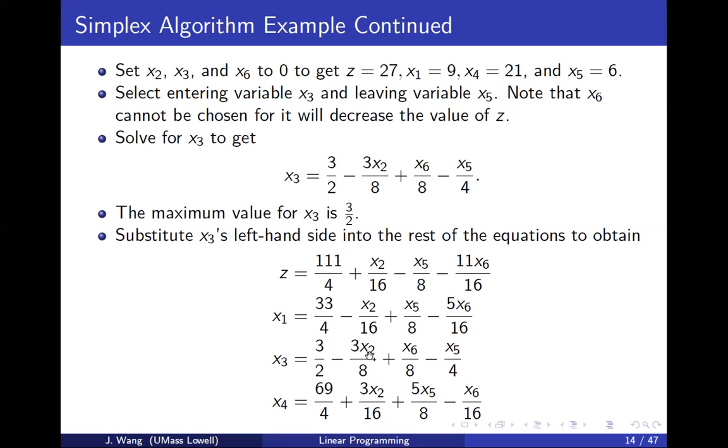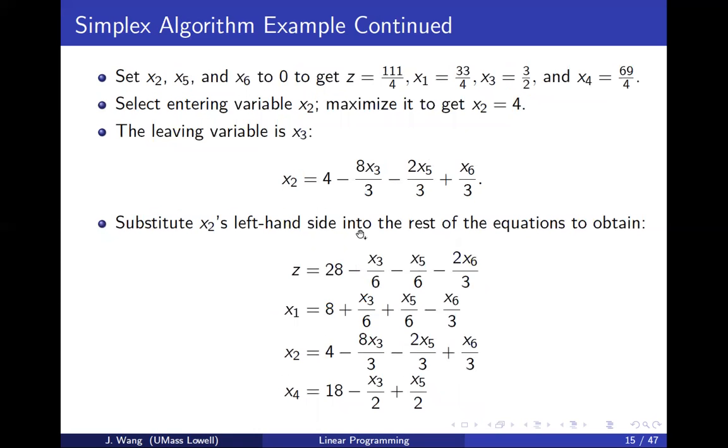Okay, if you do it from here, then you move x2 to the left and x3 to the right. So what we have is now x2 becomes 4 minus 8x3 minus 2x5 over 3, and so on. So then z becomes 28 minus x3 over 6 minus x5 over 6 minus 2x6 over 3. So all the coefficients now become negative. So that means we can stop because there is no more room for increasing the value of z.